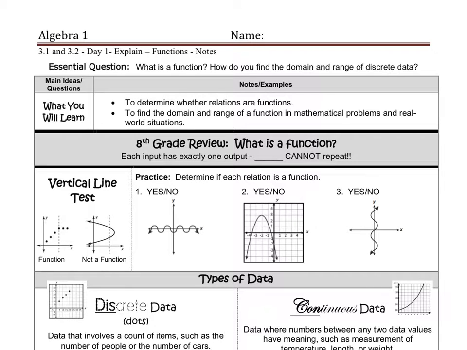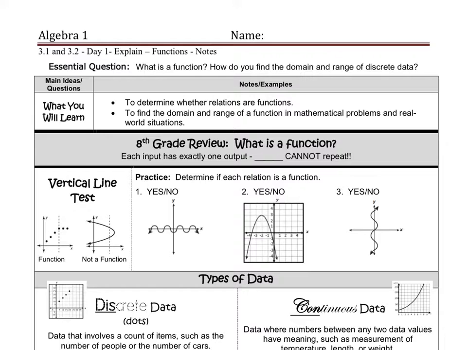Okay, today we're going to start talking about the different types of data and how to describe data once we know what type we've got. But first we're going to start with a quick review of what you learned in 8th grade about functions and how to identify if something is a function or not.